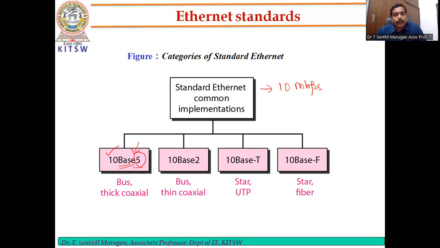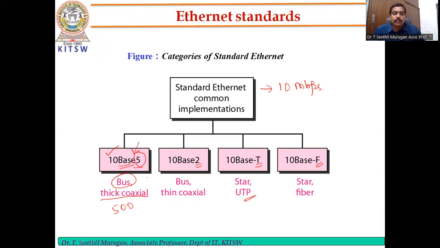So what is 5? 5 represents the length of the cable. Here they are using thick coaxial cable. 5 means 500 meters. 2 means 200 meters maximum, it will represent 185 meters, in thin coaxial cables. T means twisted pair cables. F means fiber cables. Unshielded twisted pair cables are used.